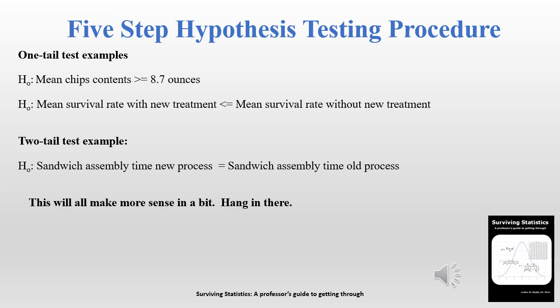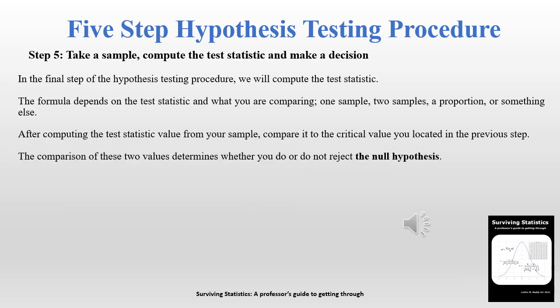All right, finally, the fifth step is to take a sample, compute the test statistic, and then make a decision. The decision that we make is, are we going to reject or not reject the null hypothesis? How we compute the test statistic is going to vary depending on which test statistic we're using. We've seen different examples already in computing z's and t's. So again, we're just going over the 5 steps here. We'll actually run through some examples now and see how this works with different t and z examples.